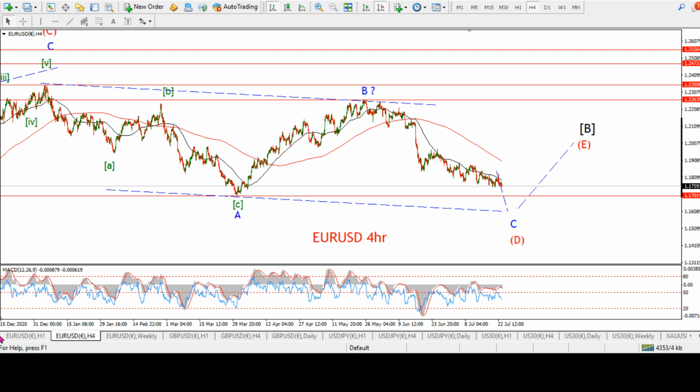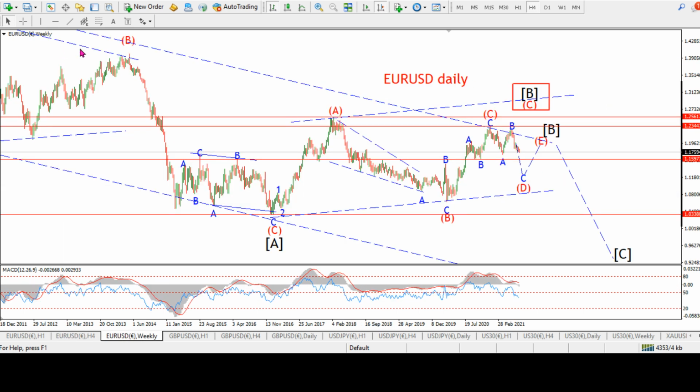Okay, this is euro dollar. This is a 4-hour chart. I suppose I should go to this weekly chart here. Here is the overall pattern from a weekly perspective. I'm tracking a triangle here in wave B. You can see wave A down into the 2016 lows, and ever since then we've had this contracting range of action, and I think it's a triangle.